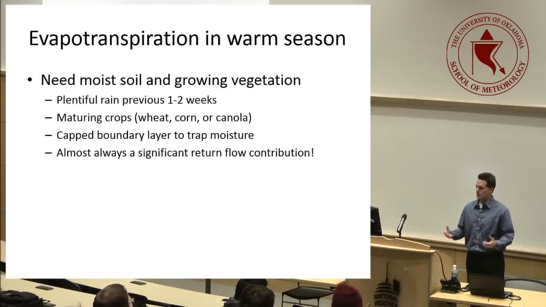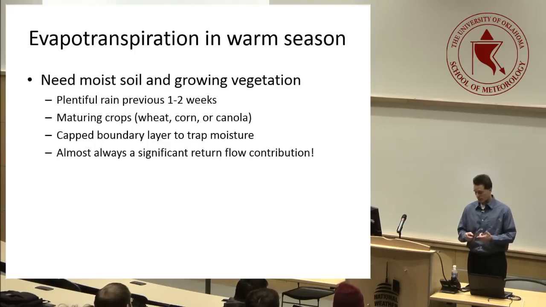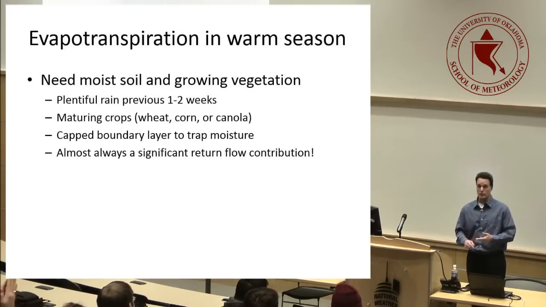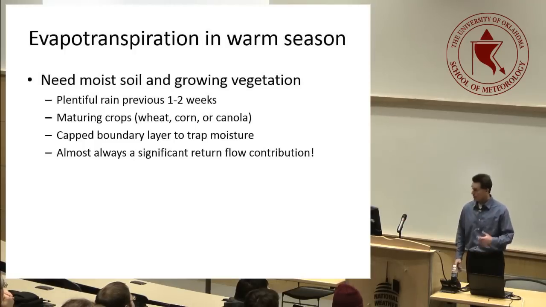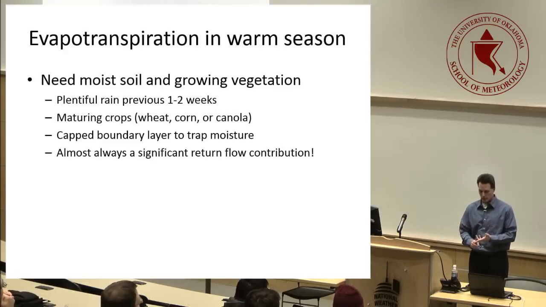Corn transpires pretty readily compared to a lot of things, but you also get evapotranspiration from wheat and canola if you go far enough north into the northern plains and Canadian prairies. You need a capped boundary layer to keep the moisture accumulating in that layer, and it generally needs to rain for the couple of weeks in advance. So we want moist soil, actively growing crops, and sunshine.